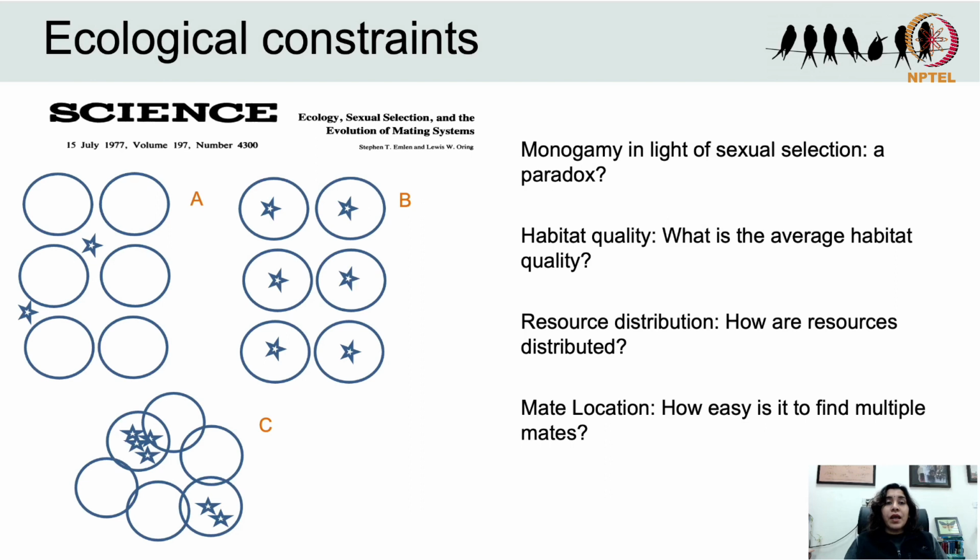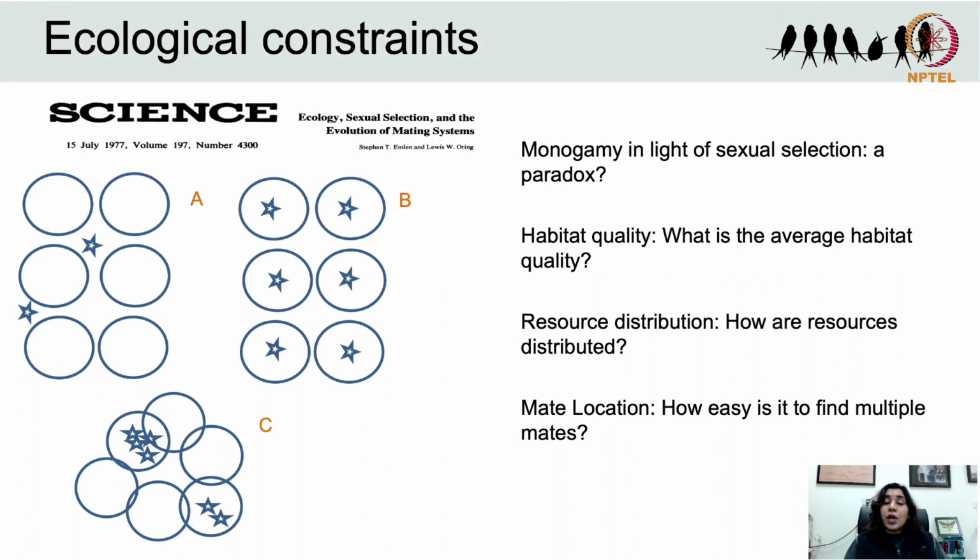Firstly, the habitat quality will matter. If resources are overall poor in quality in a given habitat, then it may take both parents to raise a successful clutch. Then there is going to be limited potential for polygamy. This is depicted in figure A.